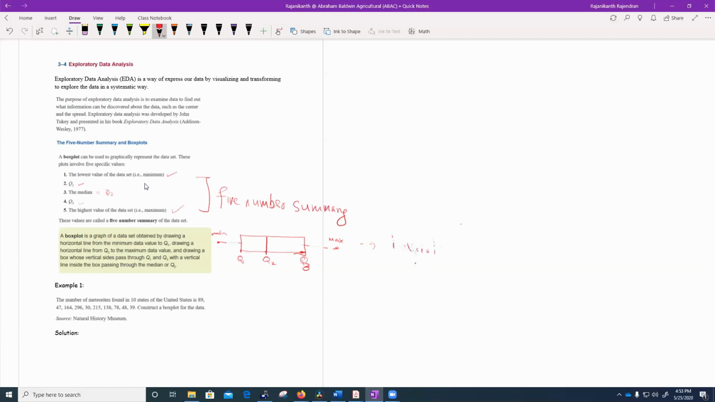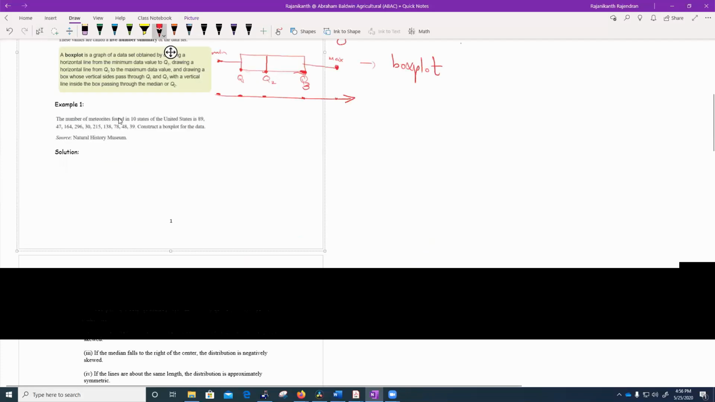Okay, so these are just numbers, right? Five numbers or five values from your data set. Once you know all five numbers, if you want, you could first draw the real line and mark all five points on your real line. Then copy the picture. I will show you how to draw a box plot. Okay, so let's look at this example.